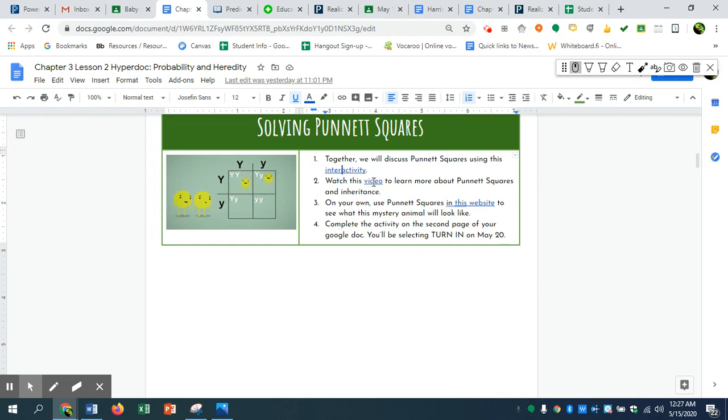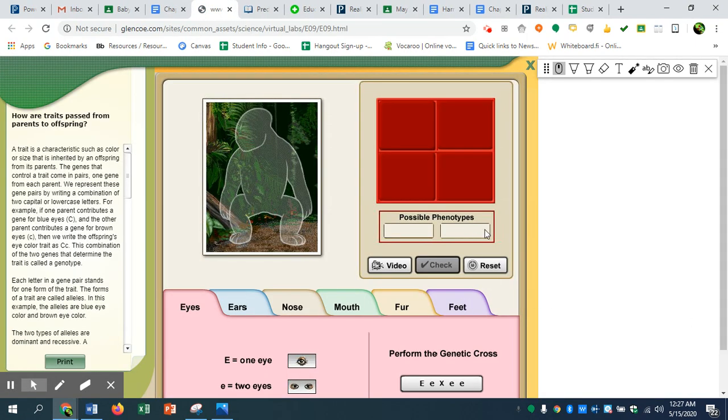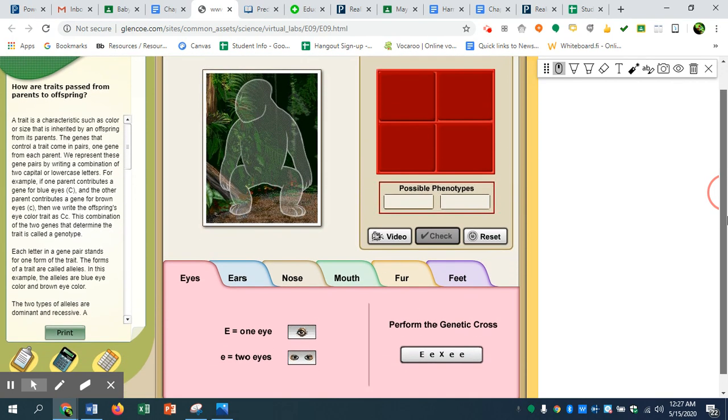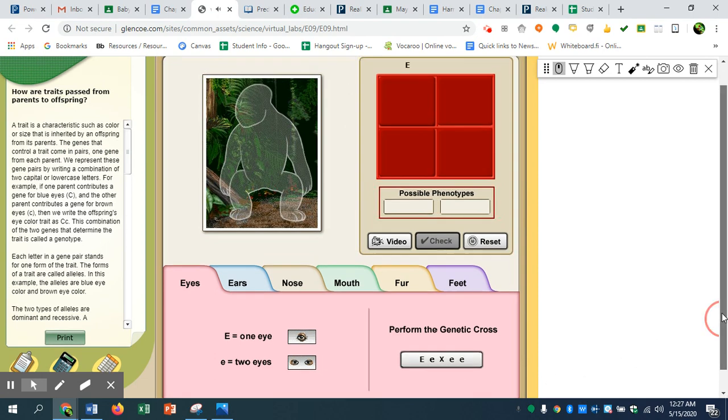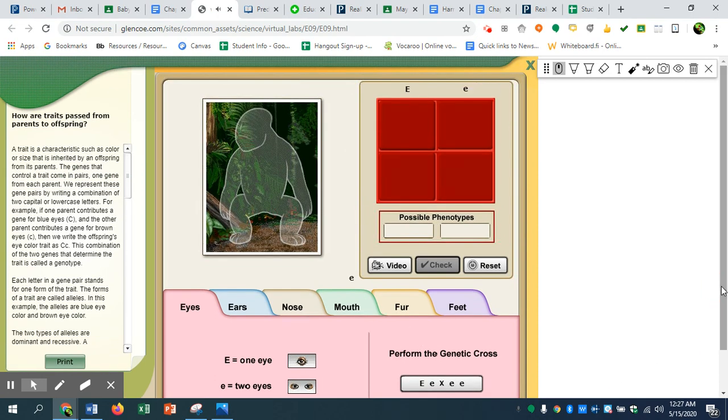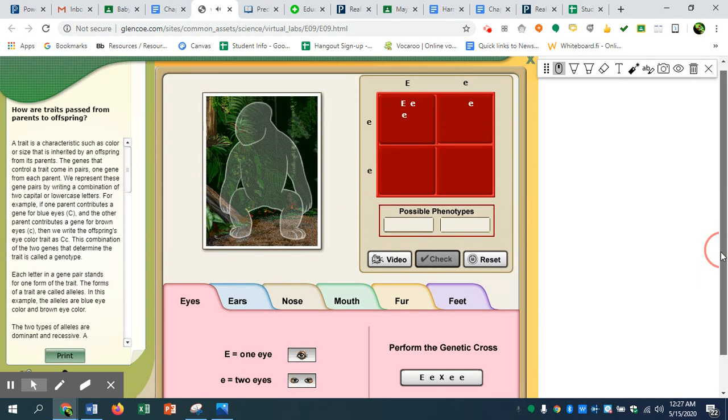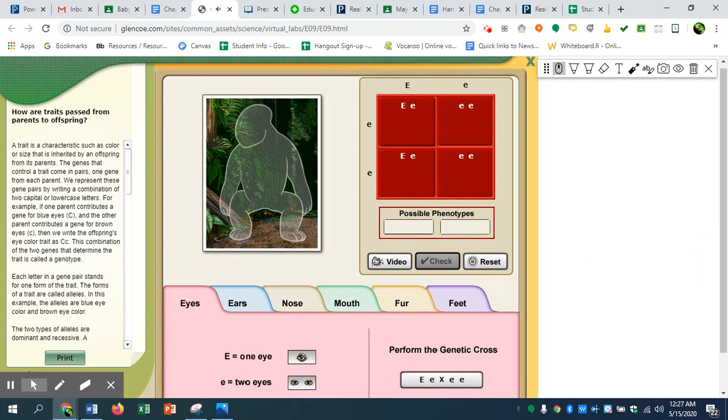So what I want you to do is watch that video, and then this is so fun. It was really fun when we did it in the classroom. You're actually going to make your own monster. What you have to do here is hit perform the genetic cross. It has really cool sound effects. And you're actually going to select the phenotype based on the genotype.